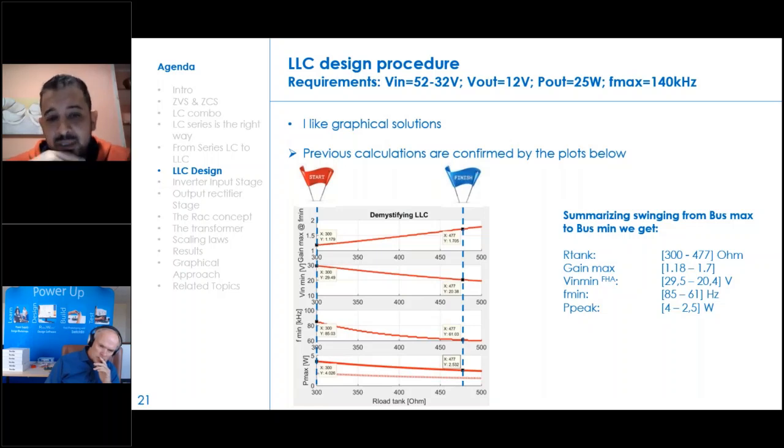The third plot suggests the minimum working frequency. Why the minimum? Because we are working at maximum gain. We are working with the maximum gain. So the frequency span has been increased a bit.